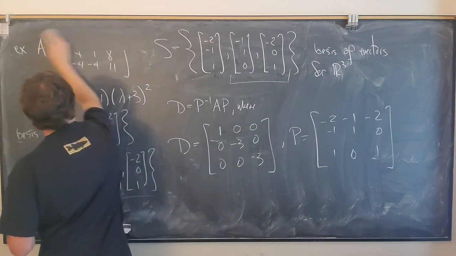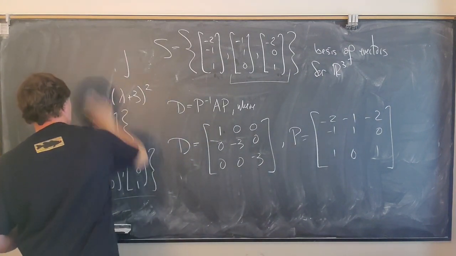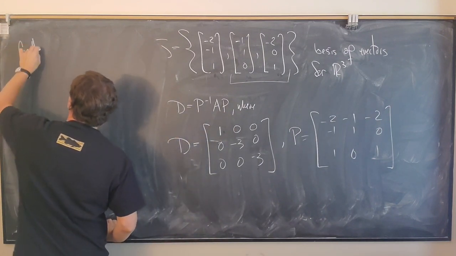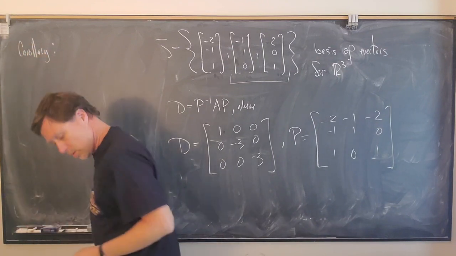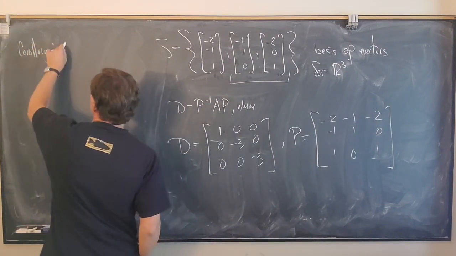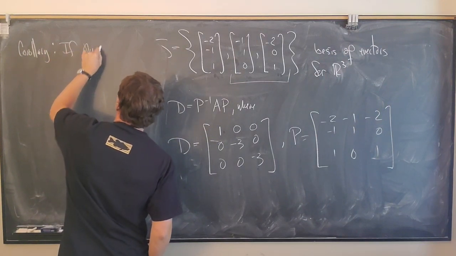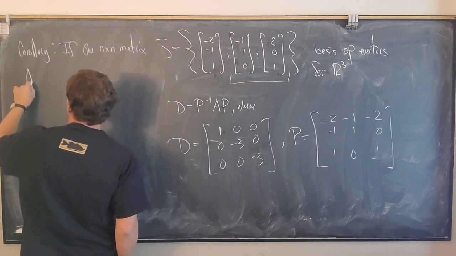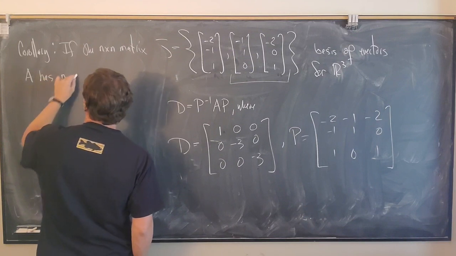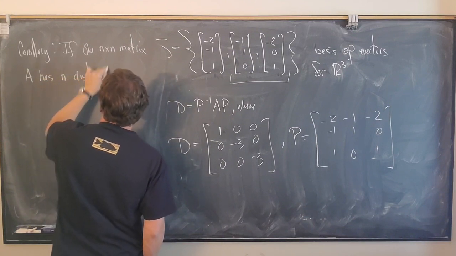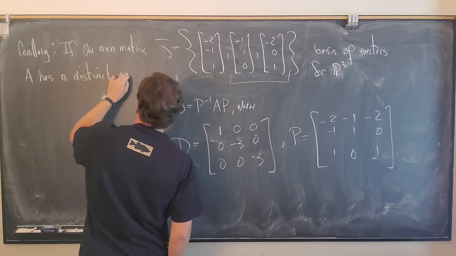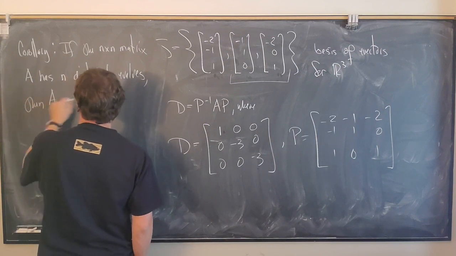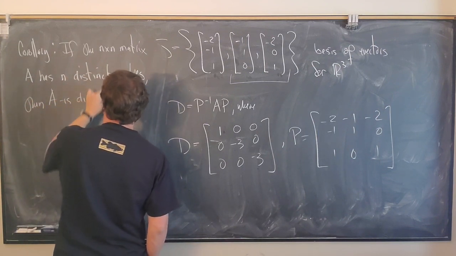So I'm going to write that down. So we'll say corollary. If the n by n matrix capital A has n distinct eigenvalues, then A is diagonalizable.